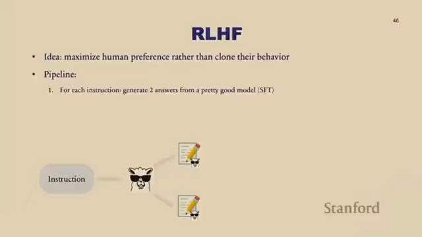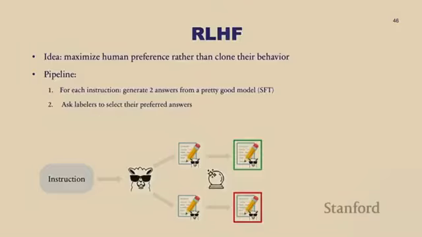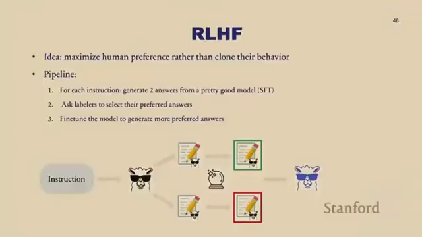The way we're going to do that, the pipeline, is that for every instruction, you ask a model to generate 2 answers. Usually you use a pretty good model, so you don't use a raw LLM here, you use an already fine-tuned LLM to give pretty good answers. Then you ask labelers which of these 2 answers was better. So select the preferred one, and then with different types of algorithms, which we're going to talk about, you just fine-tune the model to generate more of the green thing than the red thing, so more of the good stuff. So now the question is how, and we're going to talk about that right now.